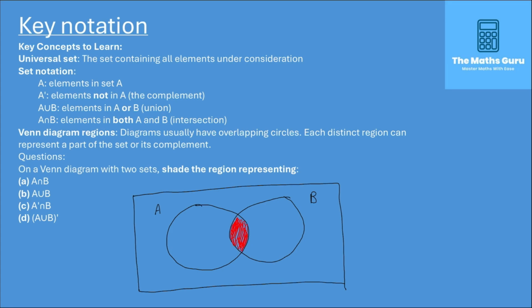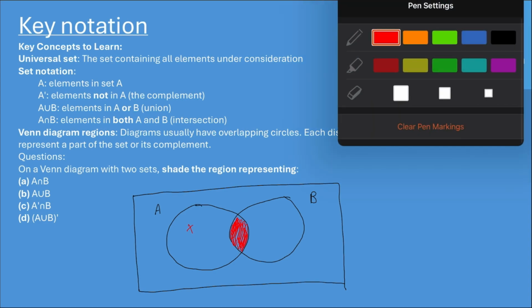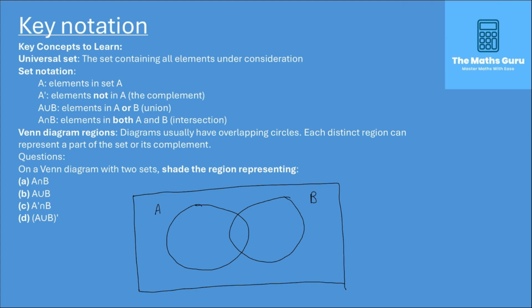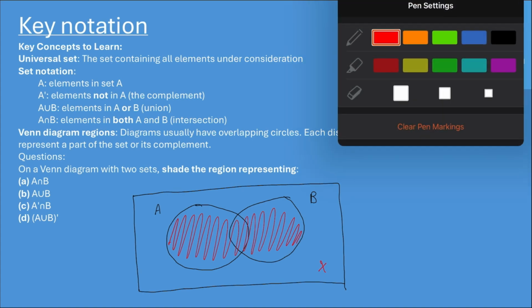Say if I was to have an element here, it's in A, but it's not in B, so it cannot be in the intersection of both. It cannot be in both A and B. Okay, moving on to the next one, we have A or B, A union B. Remember, the U stands for union and the N stands for the intersection. So if we're looking at A or B, we look at all the elements in A and all the elements in B. So this is going to be this whole thing here. And elements outside of A and B cannot be part of A union B.